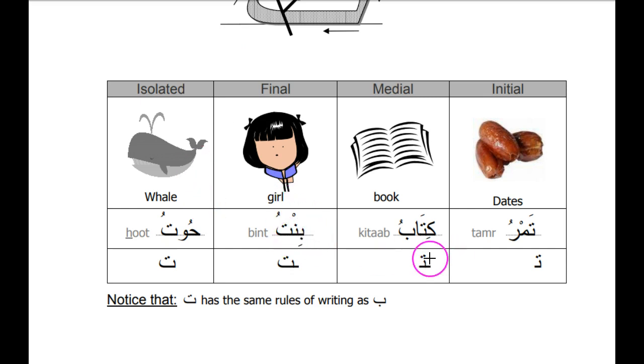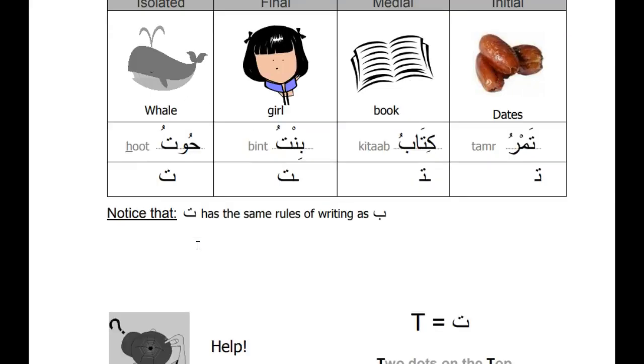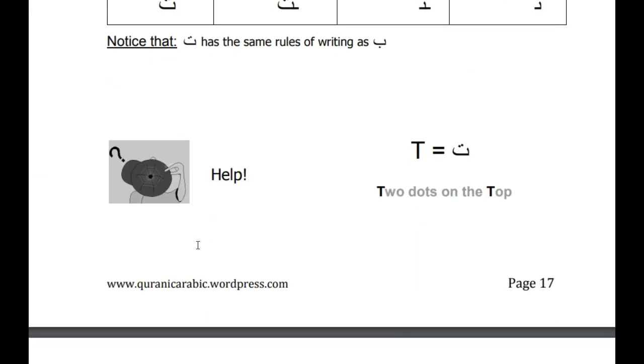So we have the example in the middle, the word kitab, which means book. Kitab has two letters that we know now, ta and ba. Kitab. Bint, girl, it has ba and ta. And hut, whale. Hut, it's on its own because wa does not allow connection. Two dots on the top, like a smiley face.